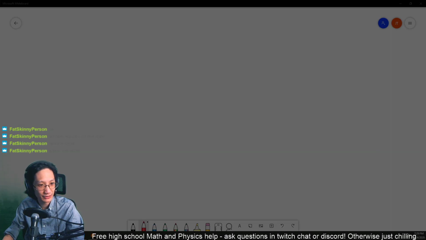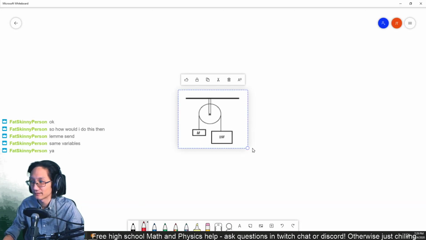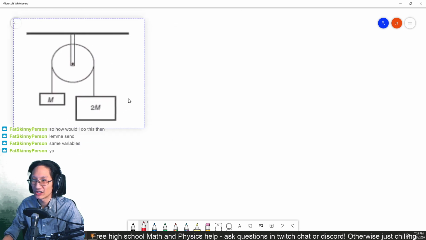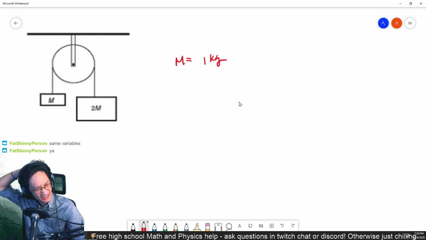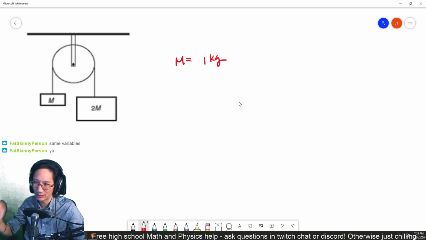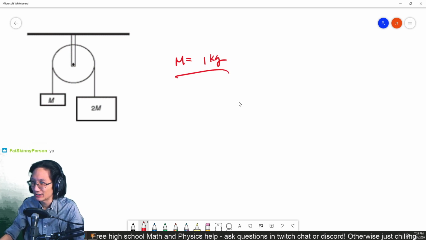Okay, so here, let me just grab it. So yeah, there's no F. There's just M. So M is 1 kilogram. This I don't think it matters, but you know what? We'll roll with it. I think it cancels out, but it's okay. So if M is 1 kilogram, this block has a mass of 1 kilogram, and this block has a mass of 2 kilograms. Right.